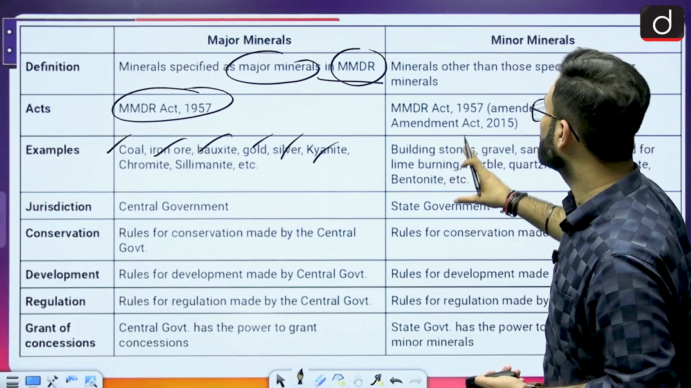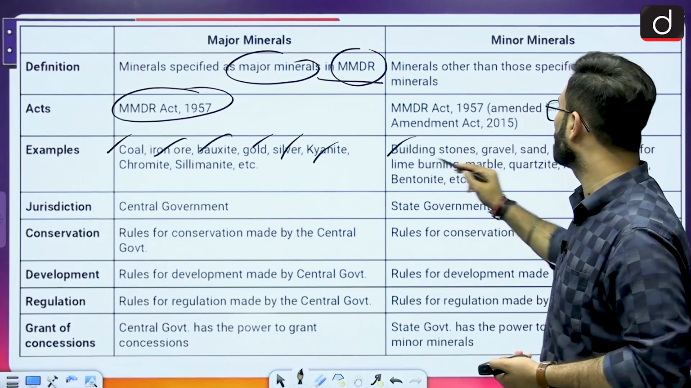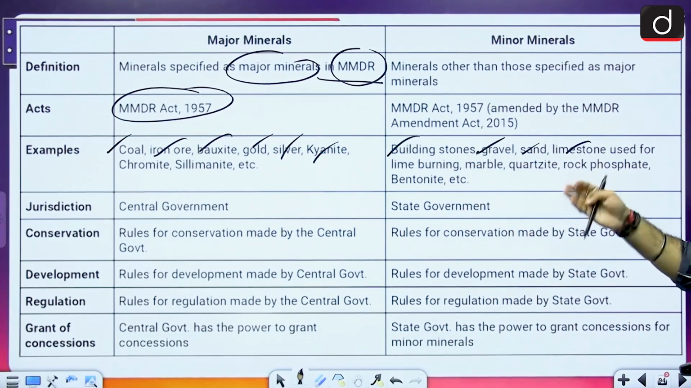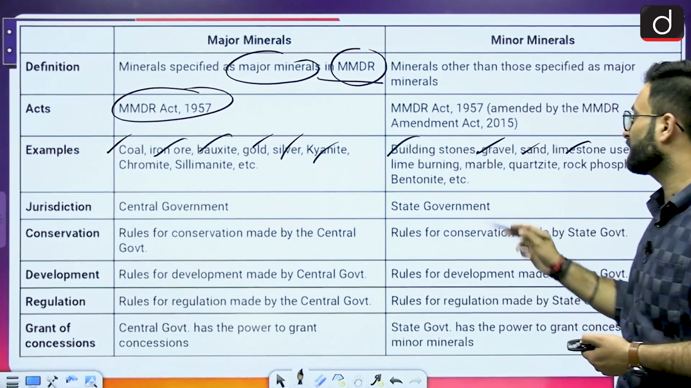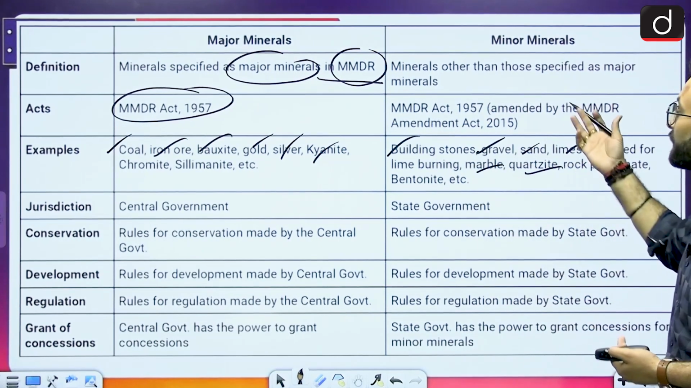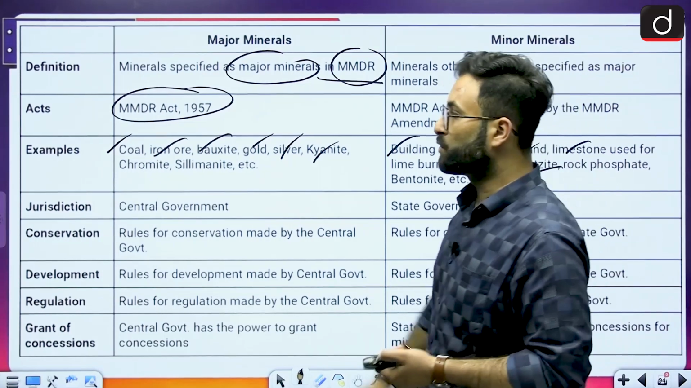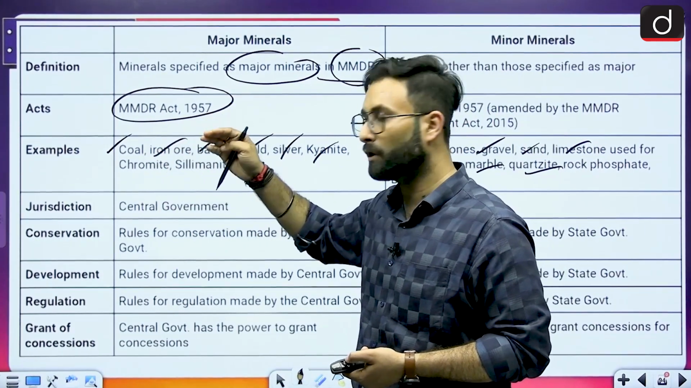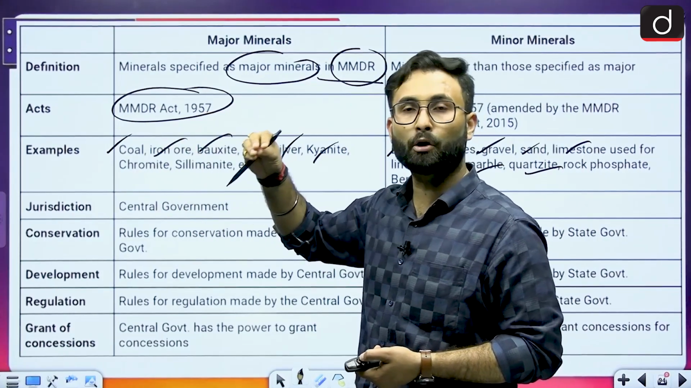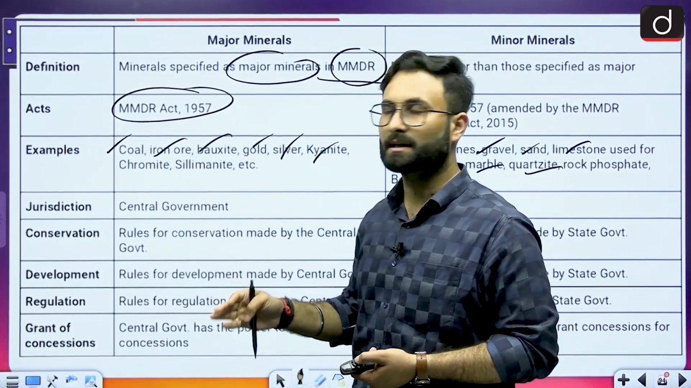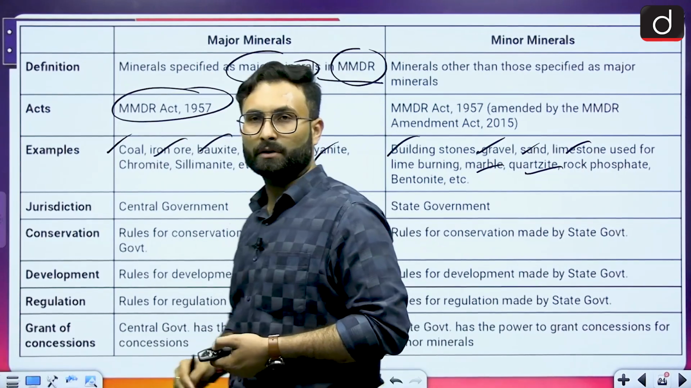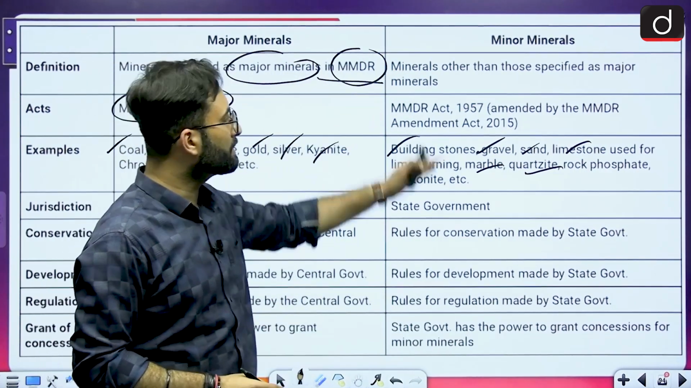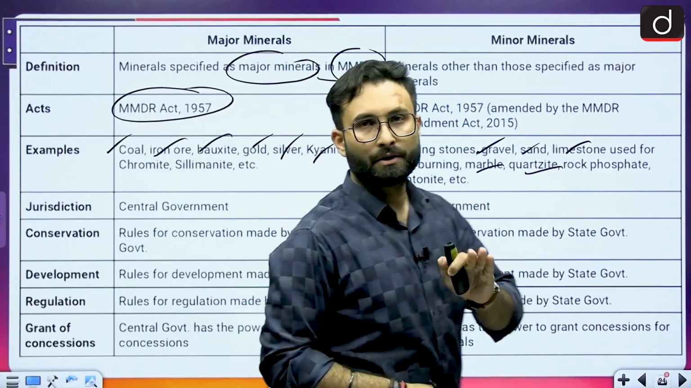And when we talk about examples of minor minerals: building stone, gravel, sand, limestone, which are generally used for construction, etc., marble, quartzite. These are basically your minor minerals. Jurisdiction: the central government will be responsible for conservation, making rules, and going for the auctions, etc. And when we talk about the major minerals, that is for the state government. Okay, so that is about it.